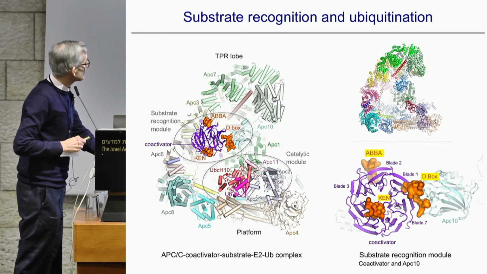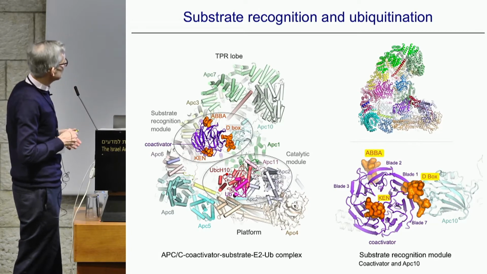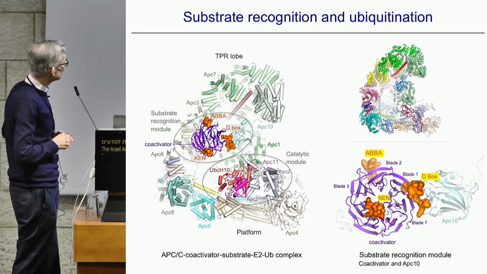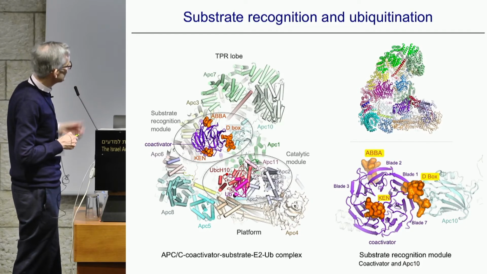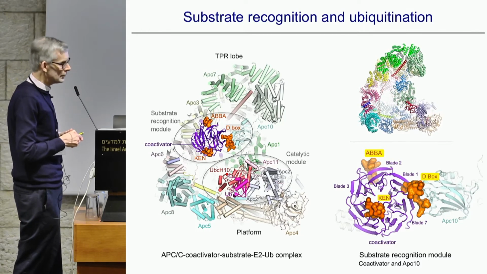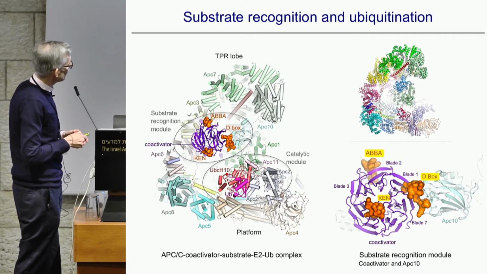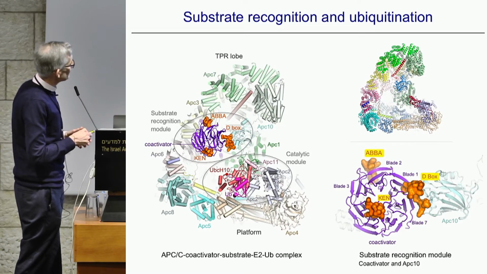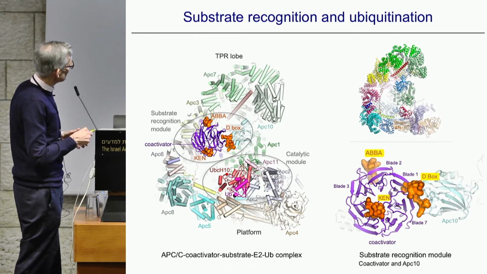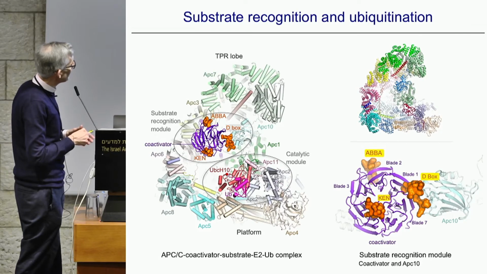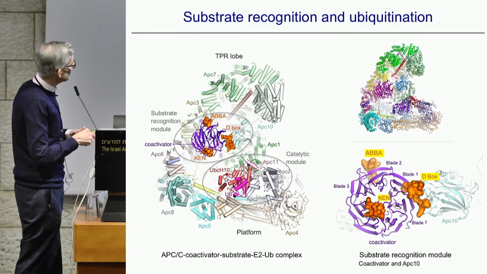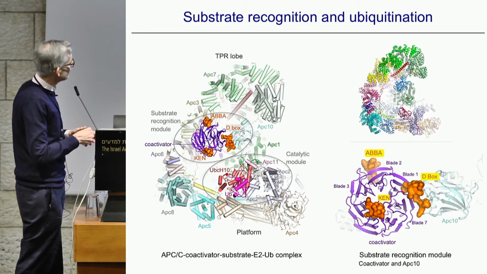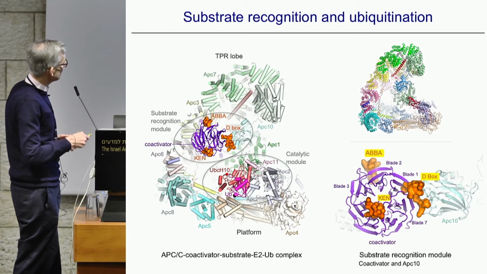Now, the coactivator, as I mentioned, is primarily important in recruiting substrate to the APC. But also the coactivator is actually an activator because it induces the conformation change of the catalytic module from a down conformation in the apo state to an up conformation in the complex with the coactivator. And this up conformation of the catalytic module of APC11 and APC2 allows the binding of the E2 to the catalytic module, because in the down state, in the absence of the coactivator, the binding site for the E2 is blocked by the platform subunits.